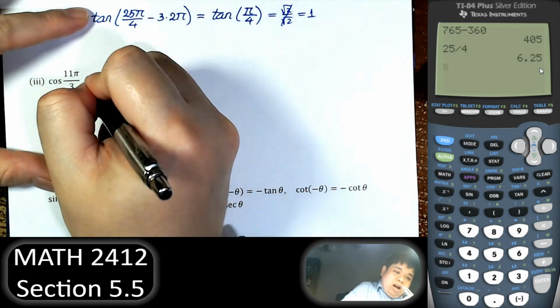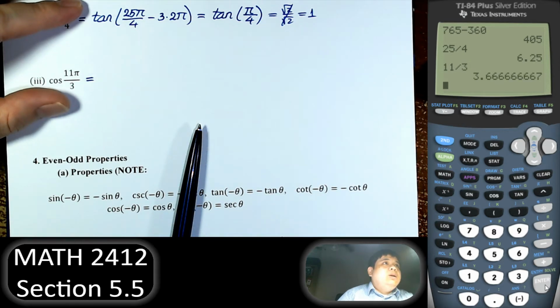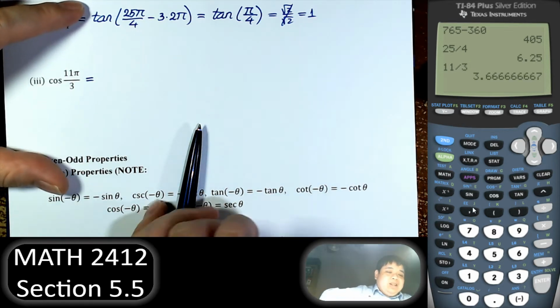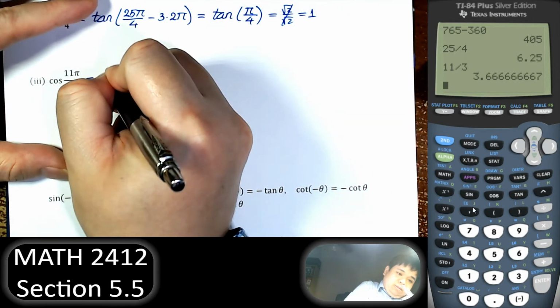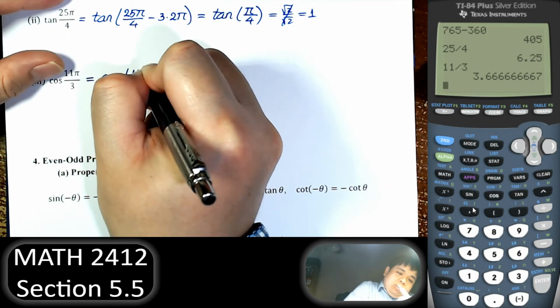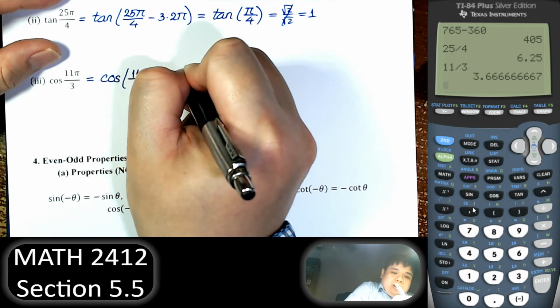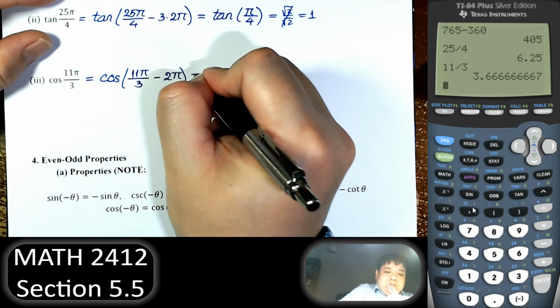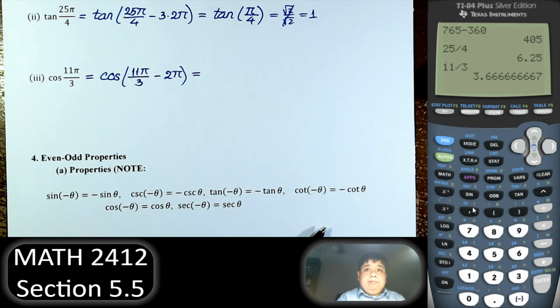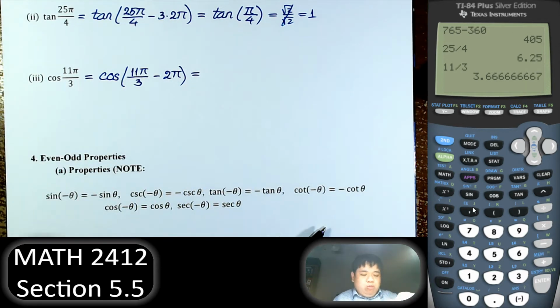Next, cosine of 11 pi over 3. What is 11 pi over 3? Right, so 3.6667. Right, so we can say we have that minus 2 pi. It will get to the same values because the period of sine and cosine is 2 pi. We can just subtract 2 pi to get the same values. If it's too big, subtract 2 pi. If it's too small, add 2 pi. Can always do that.